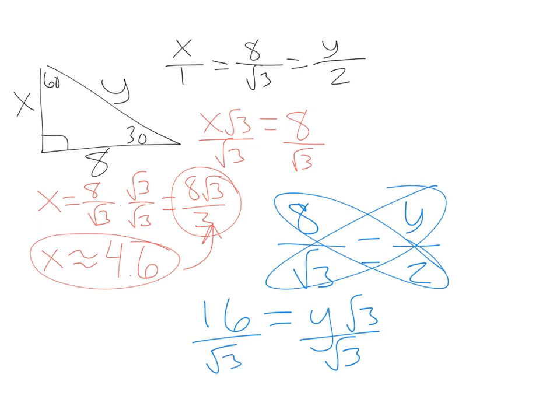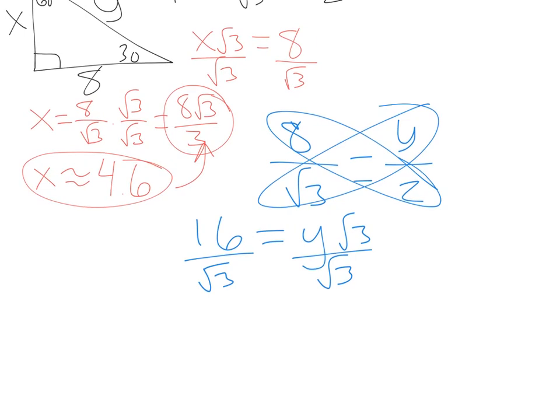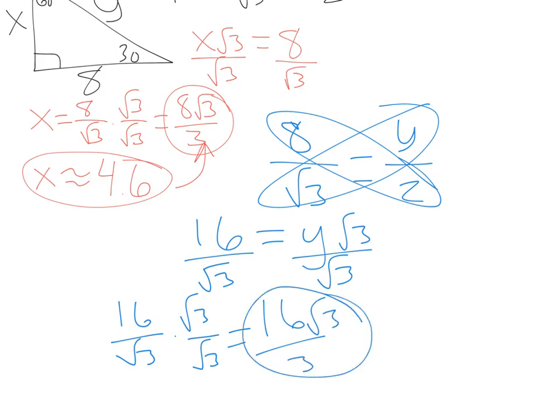Excellent. I need to rationalize, right? Let's bring this up a little bit more, give myself a little more room. When I rationalize this, 16 over root 3 times root 3 over root 3, I'm going to have 16 root 3 over 3. That is my exact answer.